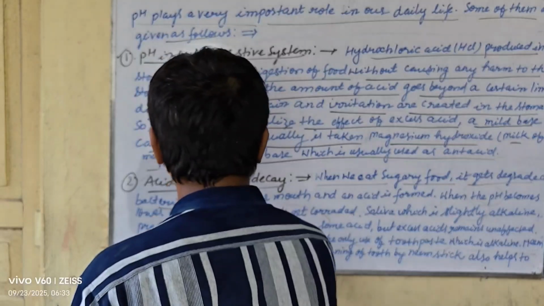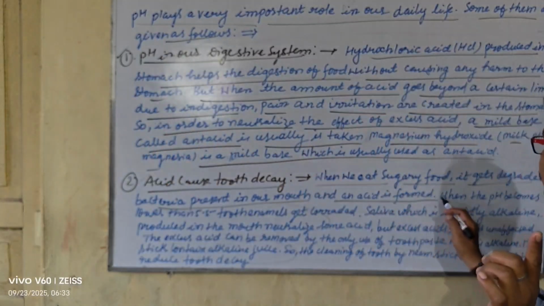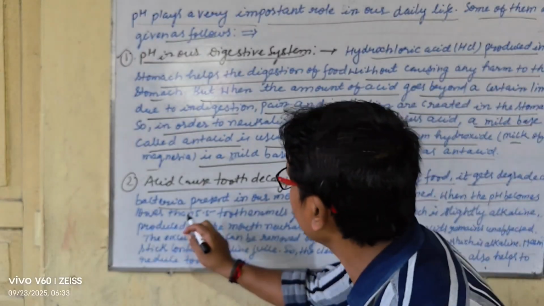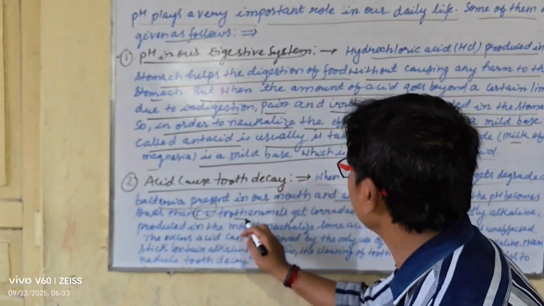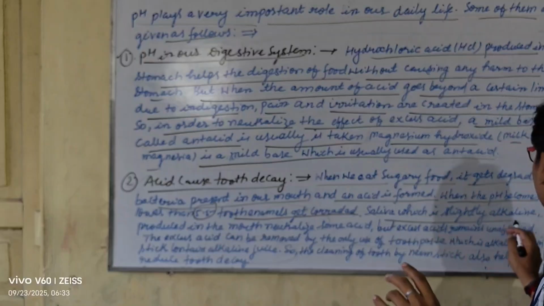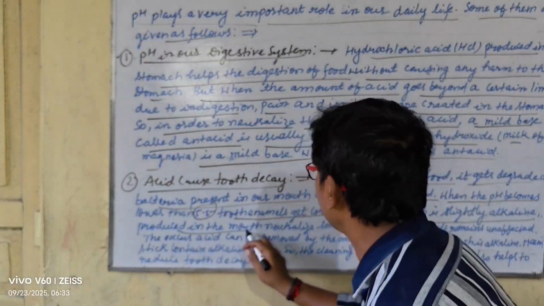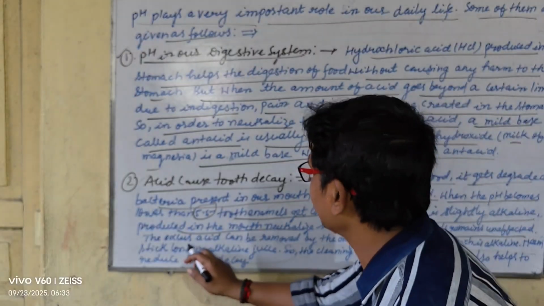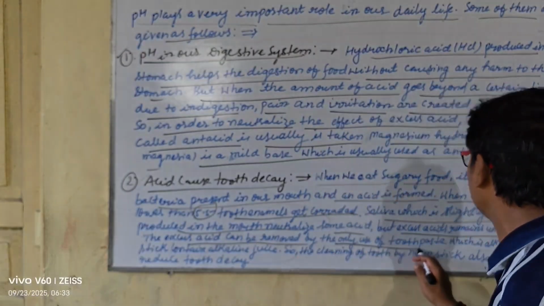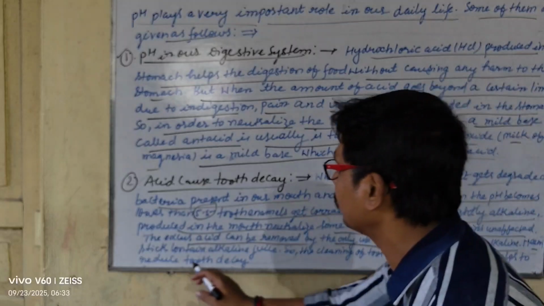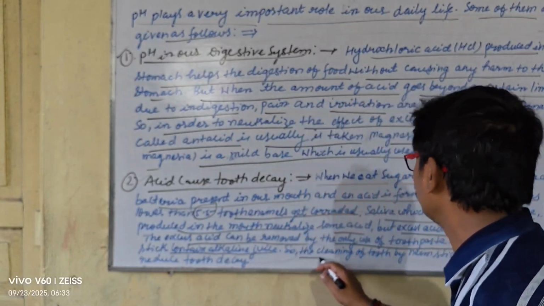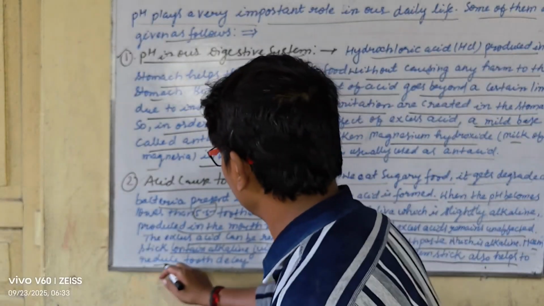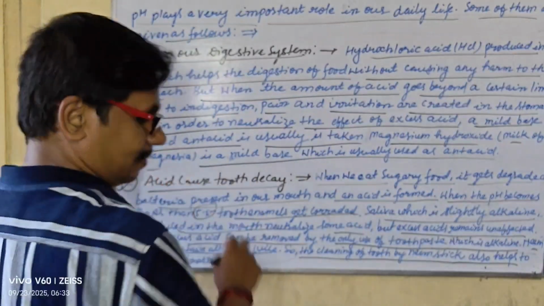So my dear student, it is quite clear that when we eat sugary food, it gets degraded by bacteria present in our mouth and an acid is formed. When the pH becomes lower than 5.5, the tooth enamel gets corroded. Saliva, which is slightly alkaline and produced in the mouth, neutralizes some acid, but excess acid remains unaffected. The excess acid can be removed only by the use of toothpaste, which is alkaline. Neem stick contains alkaline juice. So the cleaning of teeth by neem stick also helps to reduce tooth decay. This is point number two.